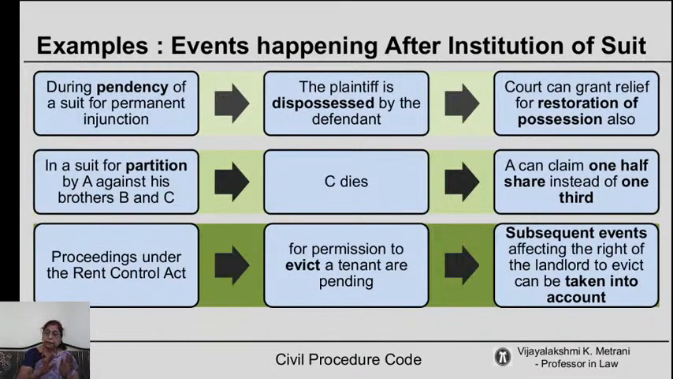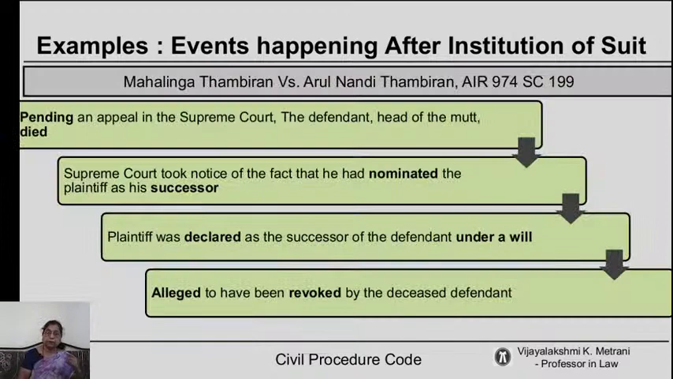So these subsequent events affecting the rights of the landlord to evict can be taken into account after the institution of the suit also. Then there is one case, Mahalinga Tambiran versus Arul Nandi Tambiran, All India Reporter 1974, Supreme Court 199, page number 199.